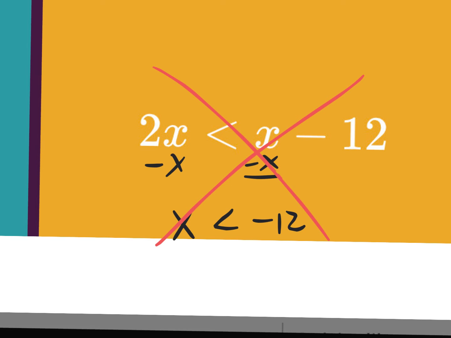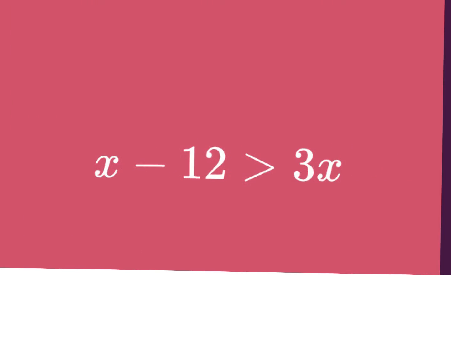Let's try another. We want to get x by itself on one side. Which way do you guys want to move? Get this one to the right or the 3x to the left? What do you guys say?